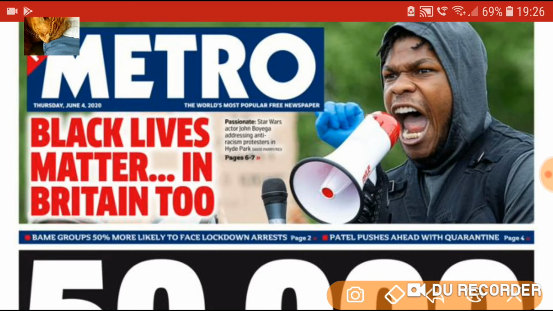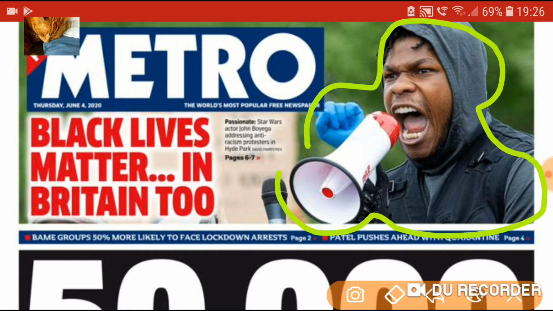In Britain, John Boyega is British born. He's obviously a Hollywood actor with the links to America for the film industry, but he was born in Peckham in London. He's British. Hence he's being used as that role model figure for the young black generation, of course, to stir up now the protests in this country.